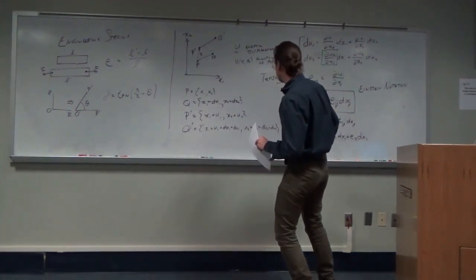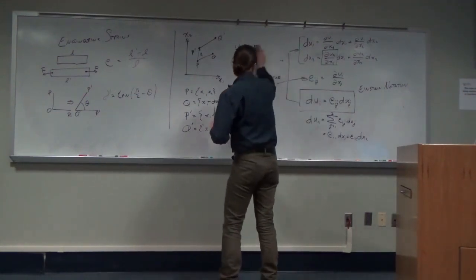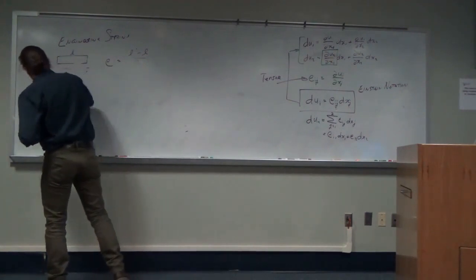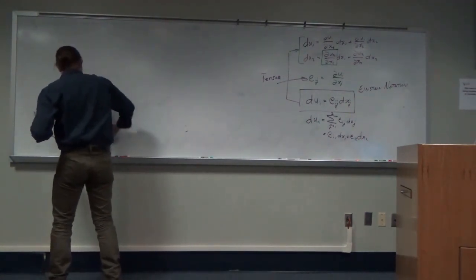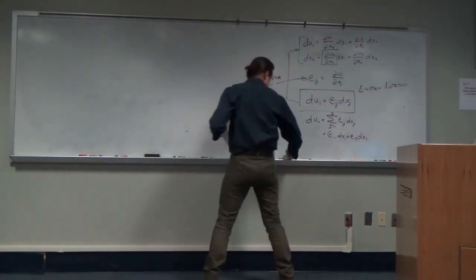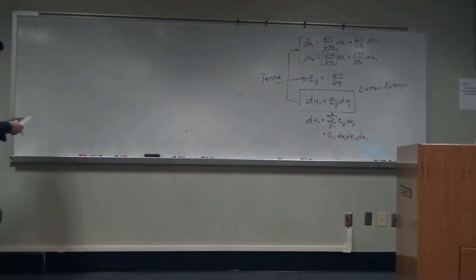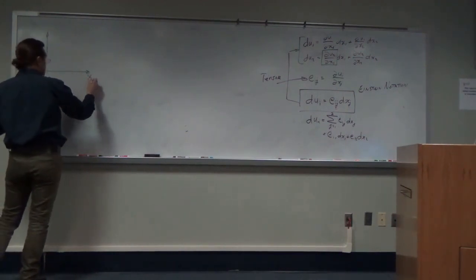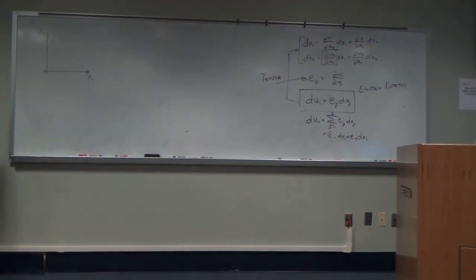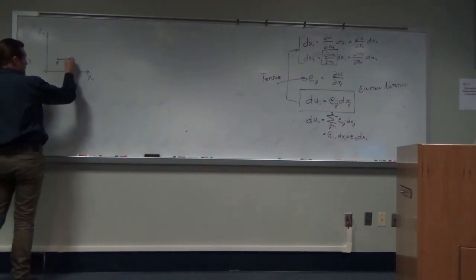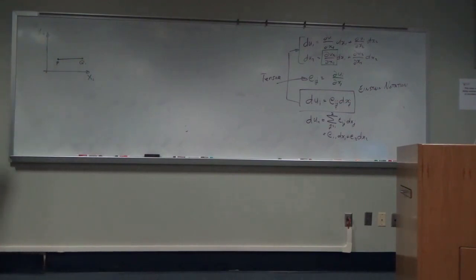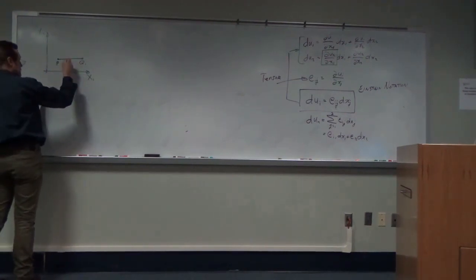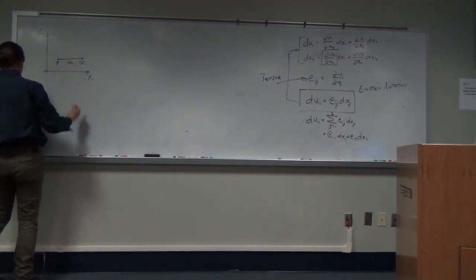So let's take this out. Green for this. Okay, so let's pick, in our x1 and x2 coordinate system, point P, and what I'm going to call Q1 to be directly in the x1 position. So that means the infinitesimal displacement between P and Q1 is dx1.